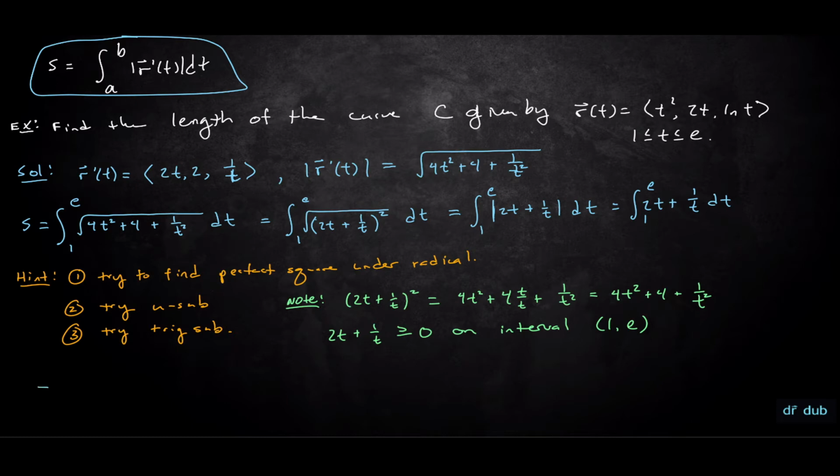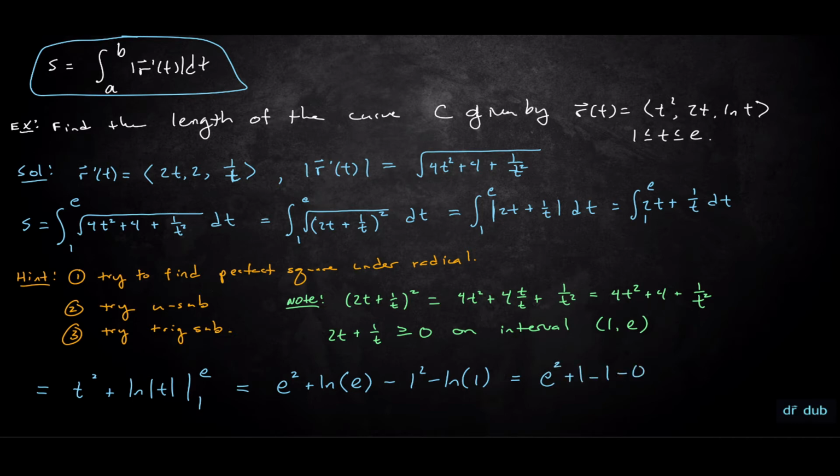And that evaluates to a nice easy integral of t squared plus natural log absolute value of t from 1 to e. And we plug in those bounds, we get e squared plus natural log of e minus 1 squared minus natural log of 1. And natural log of e is 1. 1 squared is 1, so those cancel. Natural log of 1 is 0, so this is eventually just going to become e squared plus 1 minus 0, which is just e squared. So a nice answer to our problem.